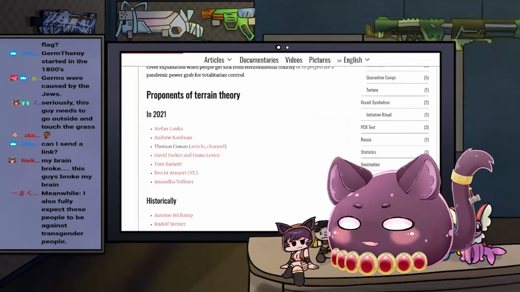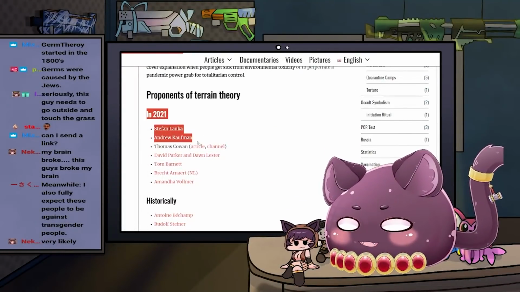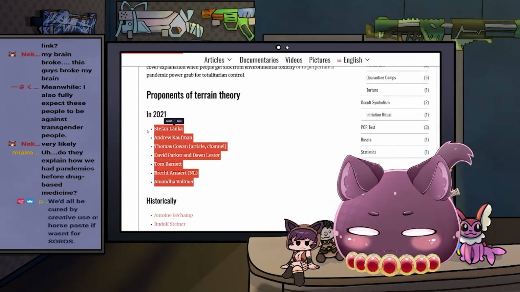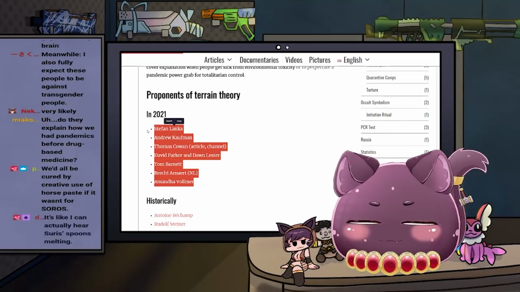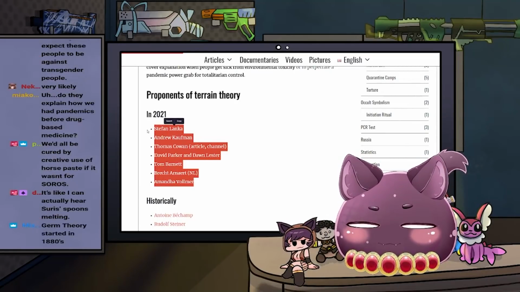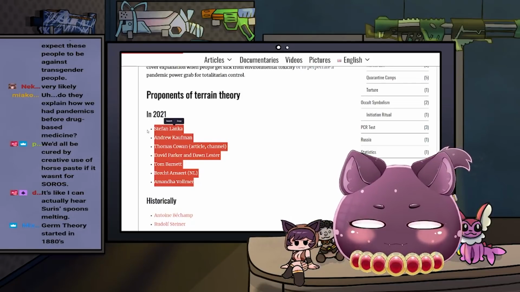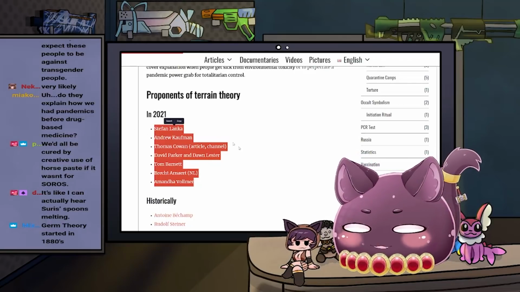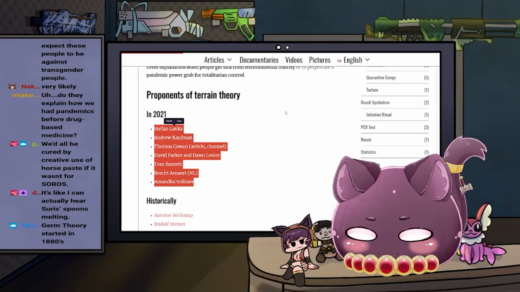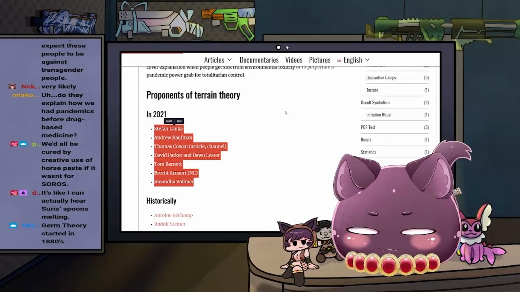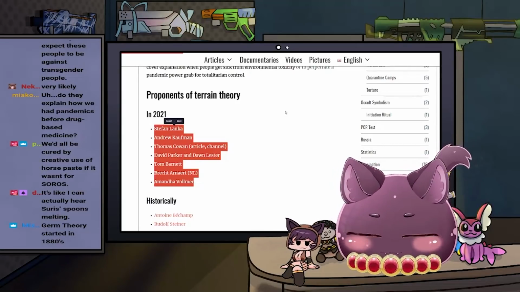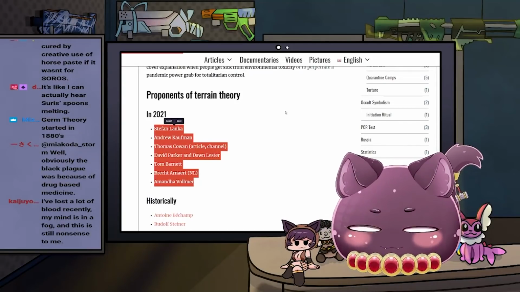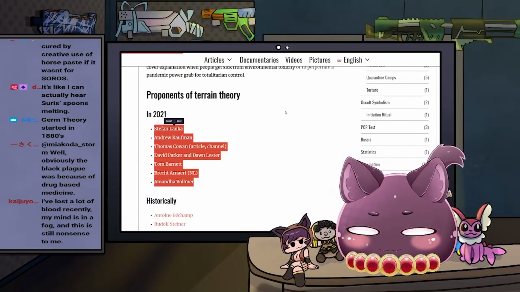And then it shows proponents of terrain theory in 2021. Oh, cool. So we've got just a list of quacks. Excellent. Do they explain how we had pandemics before drug-based medicine? No, they don't, because they're stupid. We'd all be cured by creative use of horse paste if it weren't for George Soros and Bill Gates. Those monsters! Those murdering monsters! Gotta Alex Jones it up in here.